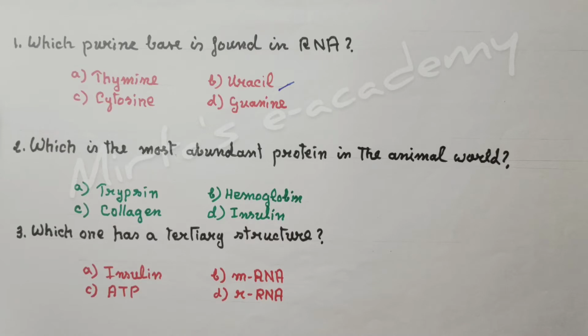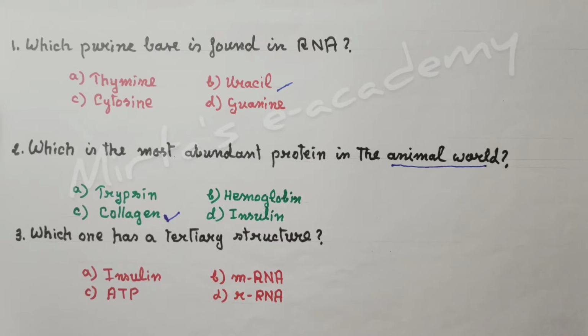Next, which is the most abundant protein in the animal world? Trypsin, hemoglobin, collagen and insulin. The answer is collagen. Collagen is a fibrous protein and it provides structural support to the extracellular space of our connective tissues. It is very rigid and resistant to stretching.